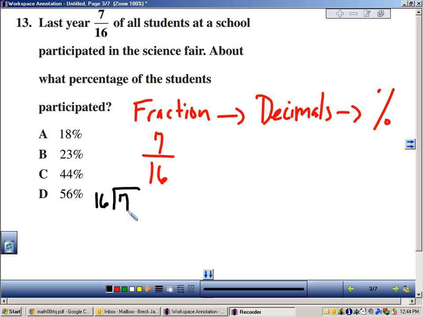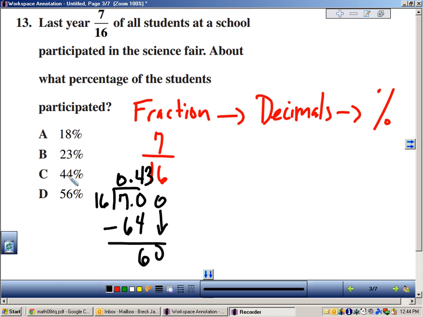16 divides into 7, 0 times. 16 goes into 70. How many times? Well, if I go 5, it's 80. So maybe it's 4. So we get 24. Carry the 2, we get 64. Subtract, and we get 6. Bring down a 0. Does 16 go into 60? Probably 3 times, right? And so I'll stop there.